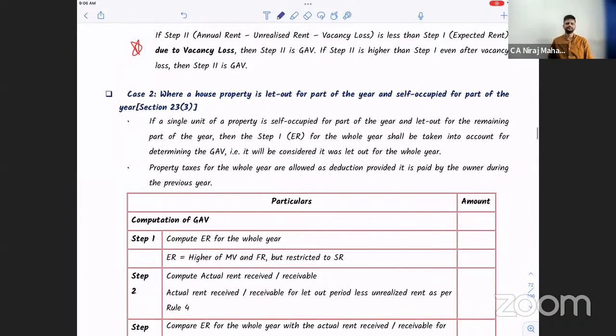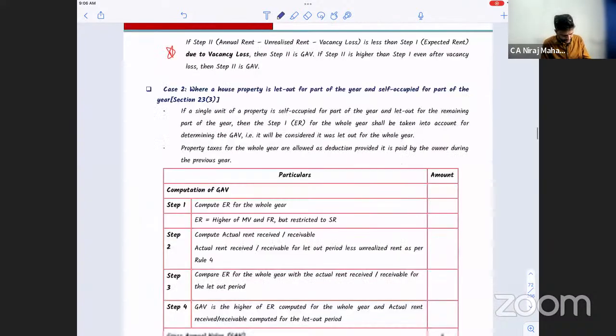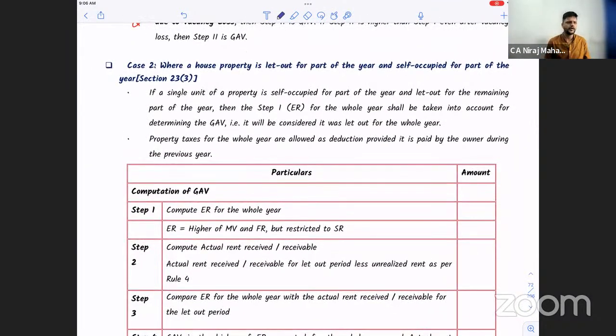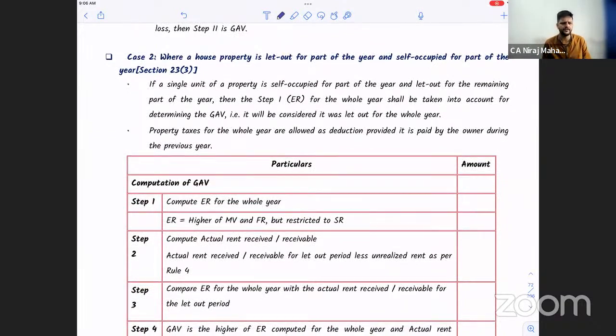Case number 2. All of you. Okay, next case. Next category you have to look into now. Case number 2. Everyone there? Page 5.6. Where a house property is let out for part of the year and self-occupied for part of the year. Everything is possible, anything can happen. That's why they have given you all the combinations over here.